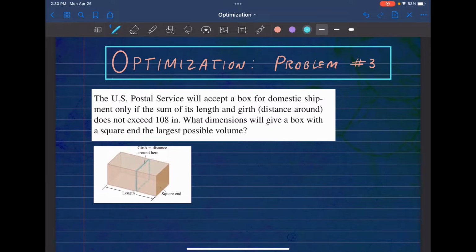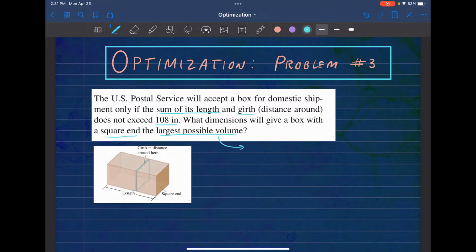The US Postal Service will accept a box for domestic shipment only if the sum of its length and girth, which is the distance around it, so that's this right here, does not exceed 108 inches. What dimensions will give a box with square ends the largest possible volume?